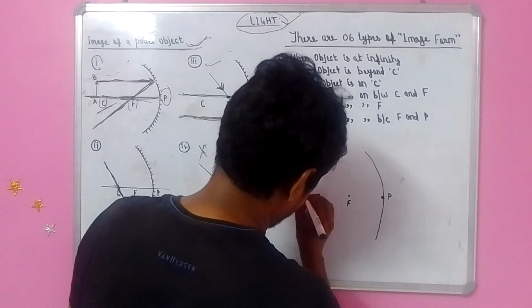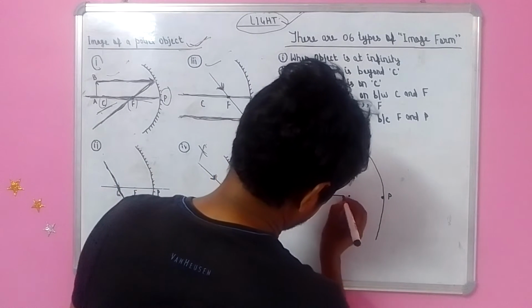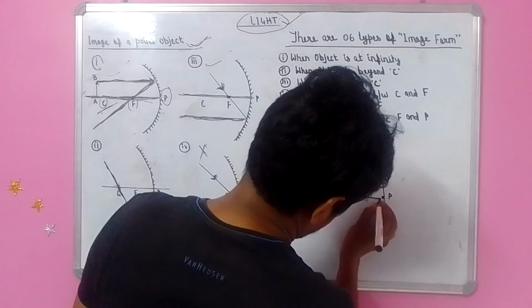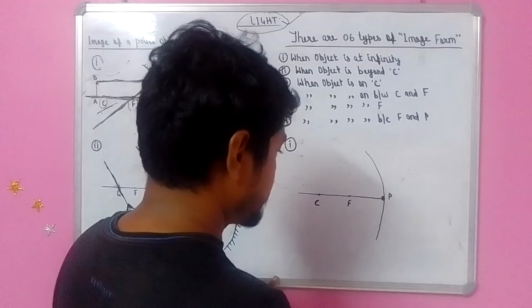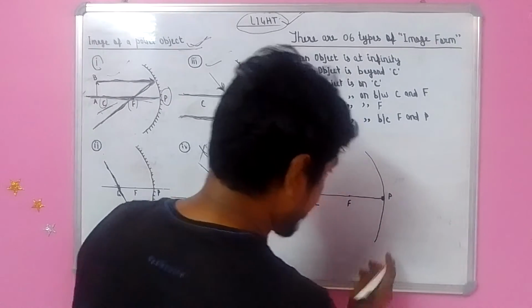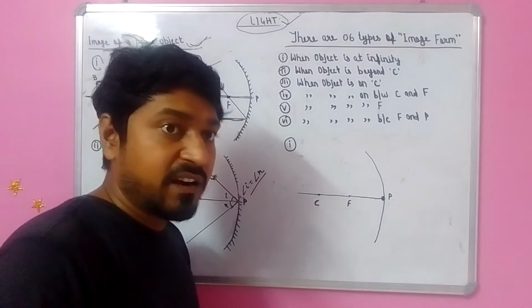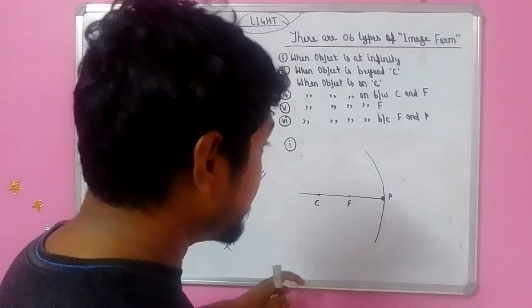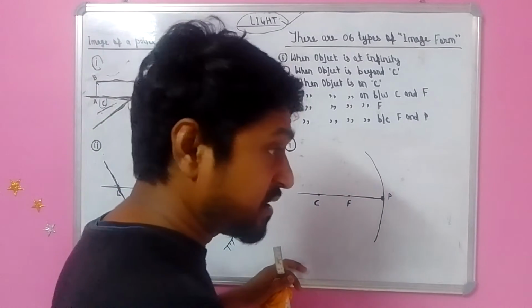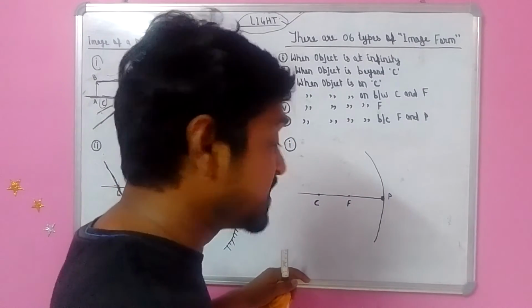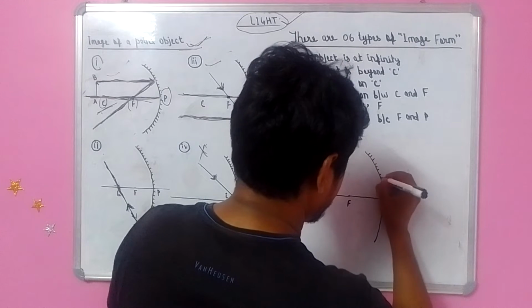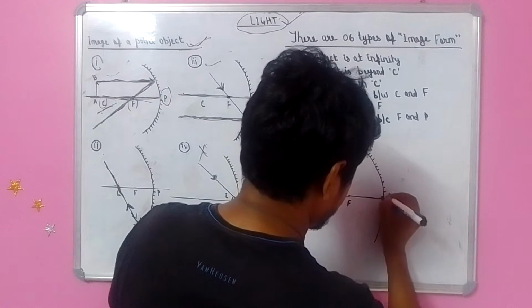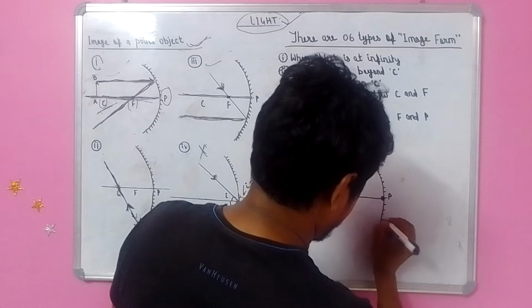So we can draw the line. As you know, in the case of a concave mirror, there is coloring outside, not inside. In a convex mirror, there is coloring inside. So we color it from outside.